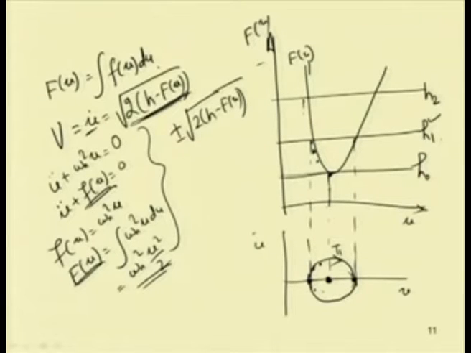total energy H2, one can find corresponding to this point it will have 0, and corresponding to this point again one has 0, and by proceeding in a similar way, one can find the trajectory. So, again one can get a closed trajectory corresponding to this. This trajectory T2 corresponds to the total energy H2.